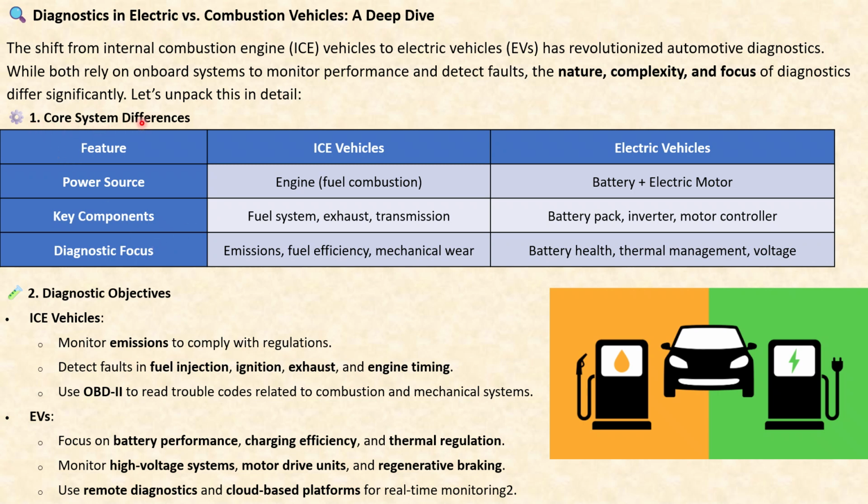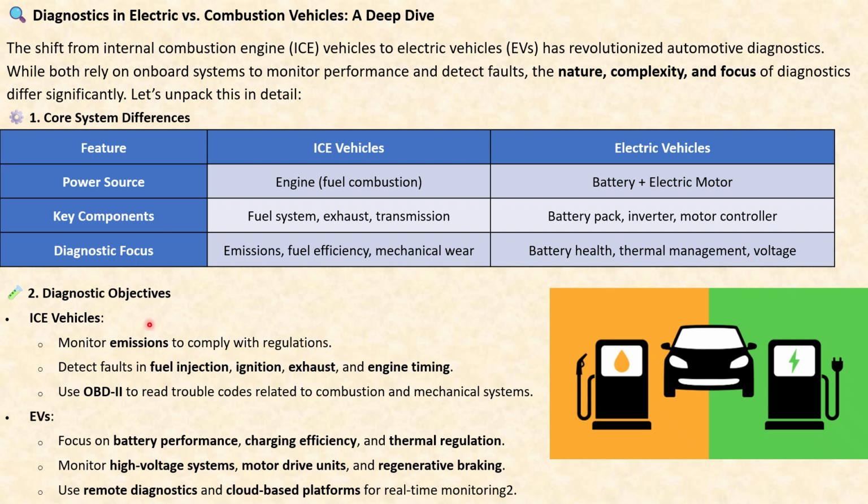Now, the major core system differences. When it comes to the power source, in an IC engine the power source is the engine or fuel combustion, and in an electric vehicle the power source is battery plus electric motors. The key components in an IC engine vehicle are the fuel system, exhaust, and transmission. But in electric vehicles, they are the battery pack, inverter, and motor controller. The major diagnostic focus in ICE vehicles is emissions, fuel efficiency, and mechanical wear, while in EVs it is battery health, thermal management, and voltage.